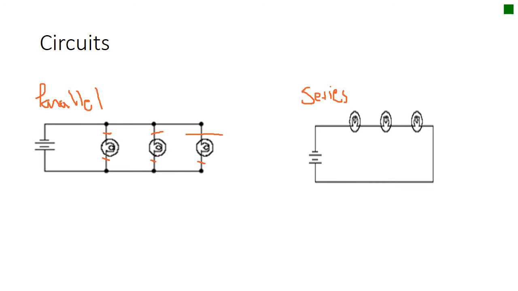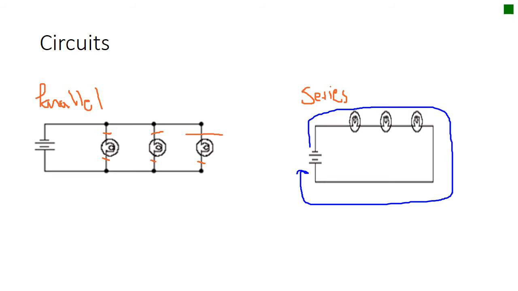The next circuit here is called a series circuit, and as you can see, the difference between the parallel and series circuit is in the series you just have one pathway for the electrons to flow. So if one load breaks in the circuit, the whole circuit won't work. So other bulbs won't turn off.